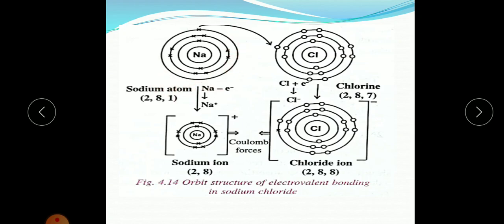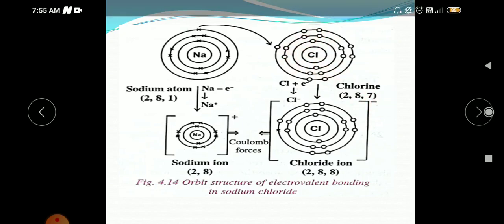Similarly, when you write down the electronic configuration of a chlorine atom, it will be 2, 8, 7, and if you draw the orbital diagram, it will be like this. The first orbit, the K shell, will have 2 electrons, then the second, L, will have 8 electrons, and the last one will have 7 electrons.